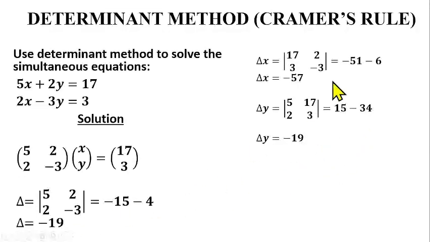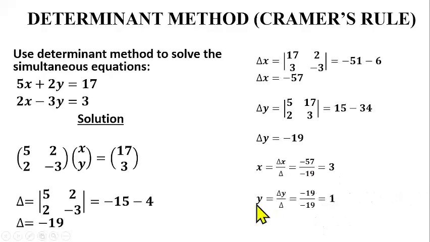So we have change in x, you have change in y. So our aim is to find our x and y. So how do we find x? x will be equals to change in x divided by change. So change will cancel change here, you have x left. So what's our change in x? That will be minus 57 divided by change, which is minus 19. So this cancelled, you have x to be equals to 3.